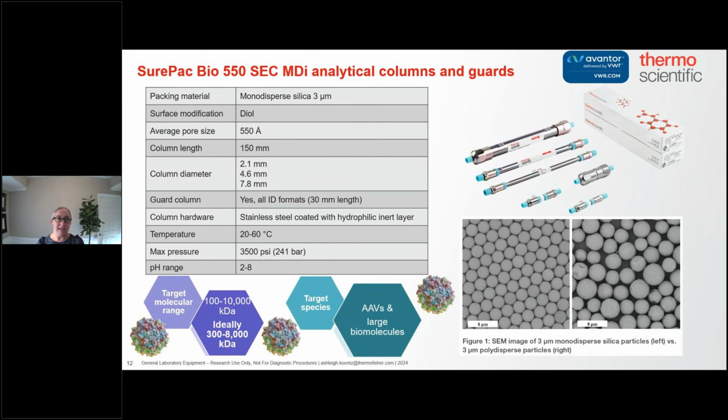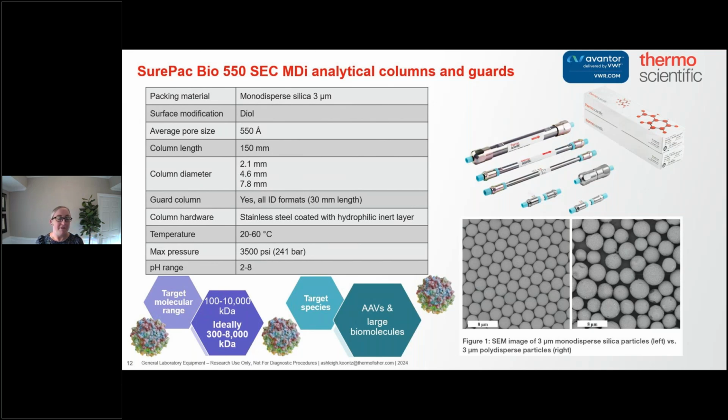And for the pore size, we have 550 angstroms. As we've demonstrated, this is the best pore size for AAVs and their size. And then we have 3 different column diameters, a 2.1, which is going to be great for any kind of SEC MS applications. We're starting to see that become more popular as new modalities are coming to the market, as well as a 4.6 and a 7.8.